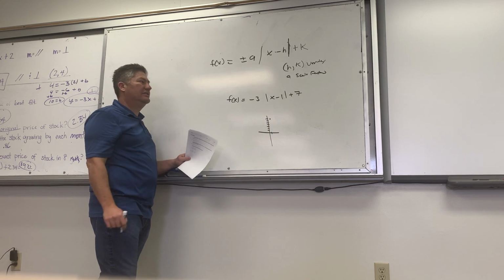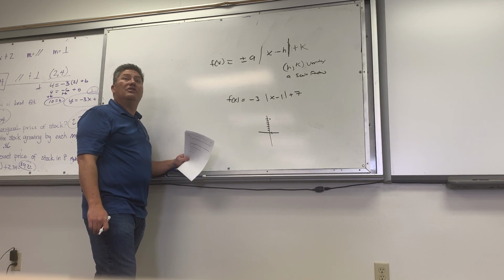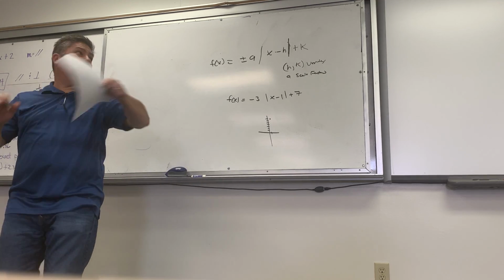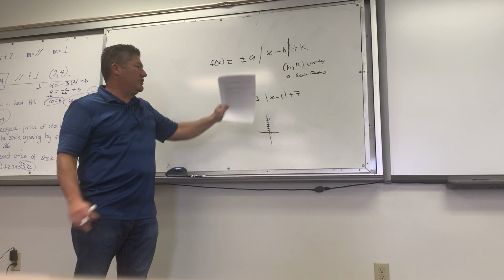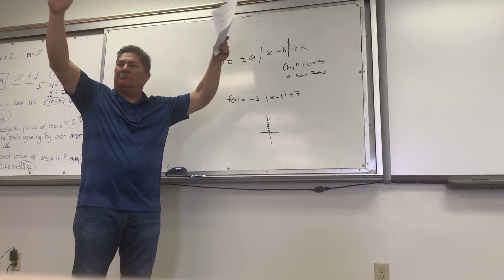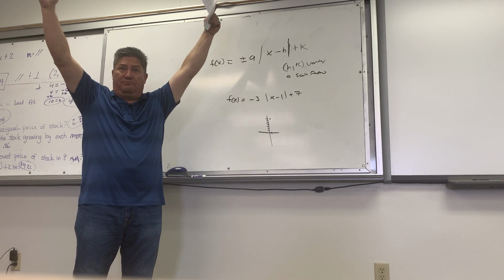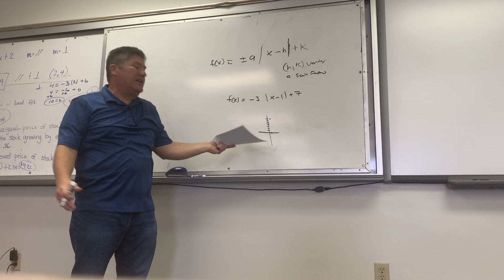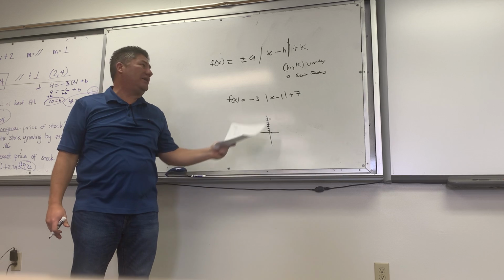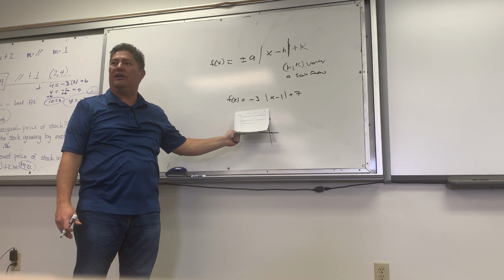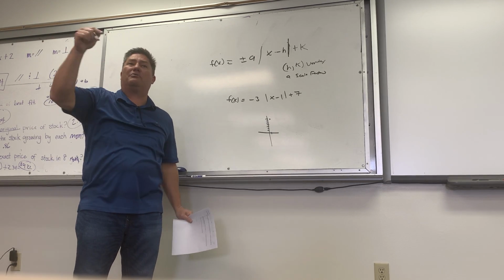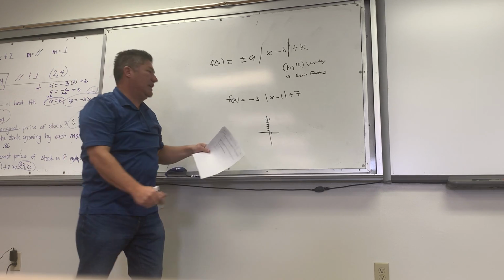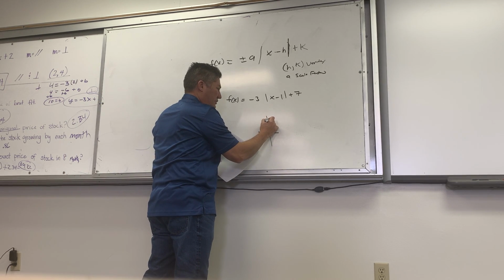That's the vertex. Now where do I go? Normally, what would you do? If there's nothing in front, I would go over 1, up 1. Both directions. Over 2, up 2. Over 3, up 3. It ends up being a V, right? This will end up being a V, but you won't do it that exact same way because I have to multiply those values by -3. In other words, I go left and right 1 and down 3. 1, 1, 2, 3.